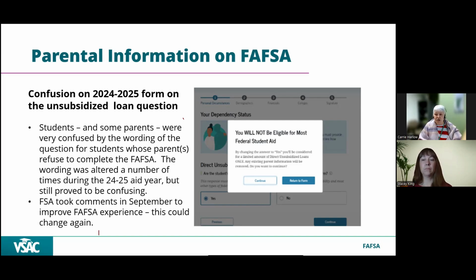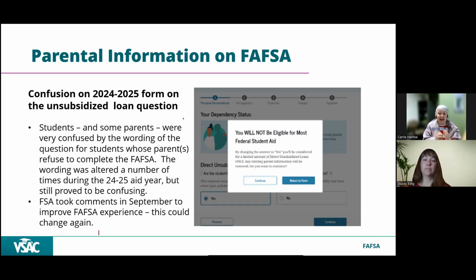A lot of students filling out the FAFSA said, no, my parents will not contribute information and all I want is unsubsidized loans, when the reality was their parents were willing. They wanted more financial aid, but they didn't understand the question. What happened with federal student aid was that the wording was changed a number of times during the 24-25 cycle to see if that worked.